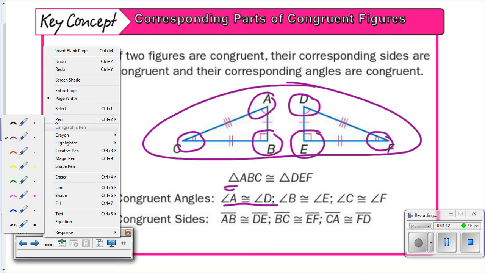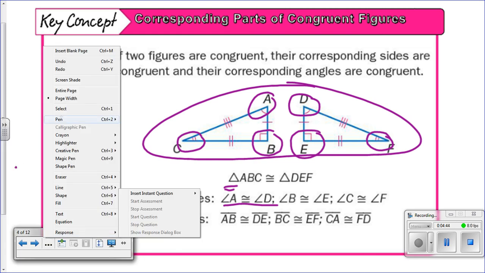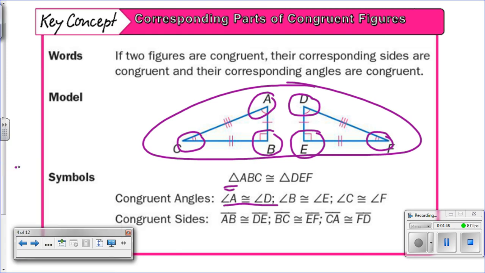Similarly, with the sides, this symbol goes with this one, which means those two sides are congruent. The double dashes go with the double dashes over here. That means those two sides are congruent. And the triple goes with the triple over here, meaning those two sides are congruent. So basically what I'm going to show you is how to just make these statements, and that's really our only concept for today.